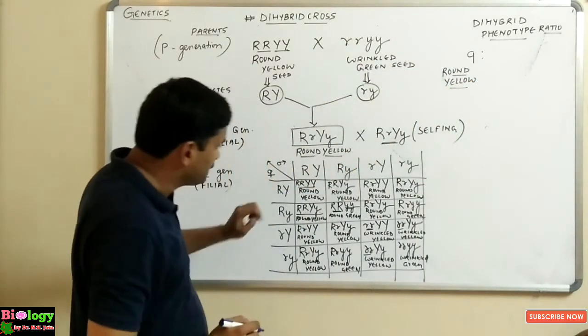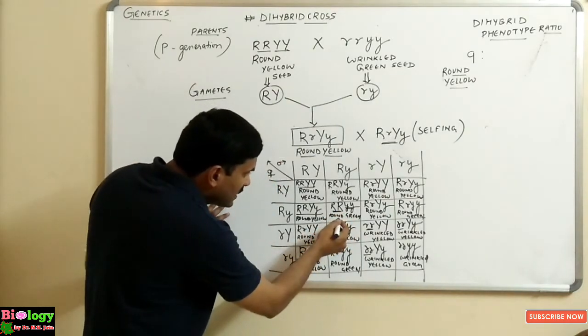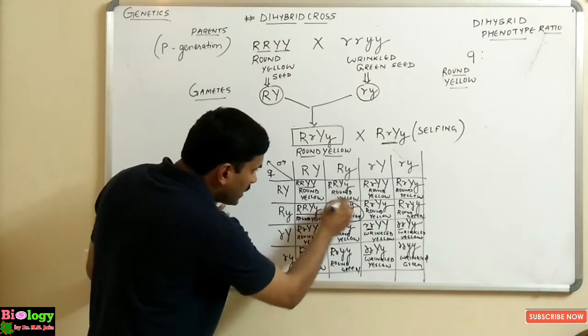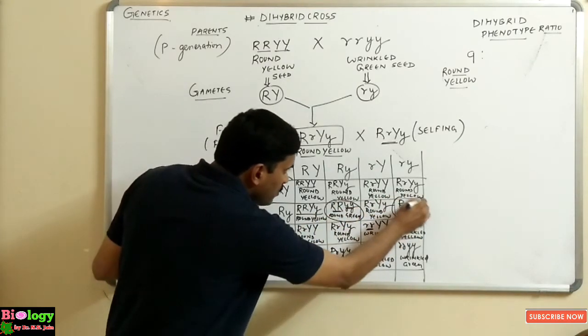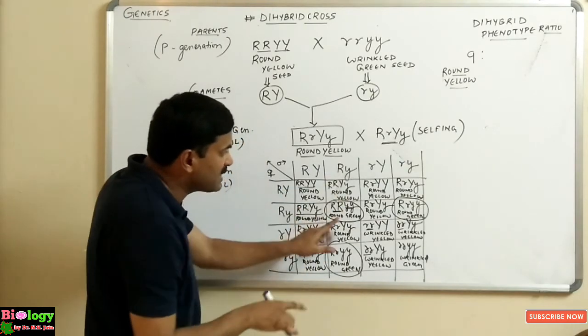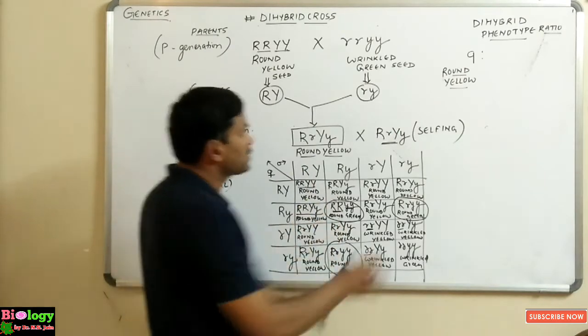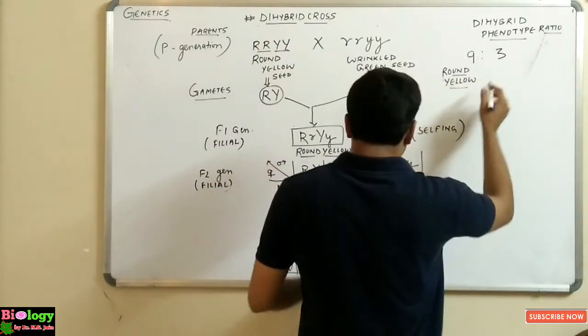Now see the other one. How many round greens are there? You can see here, this is one round green, this is one round green, this is another round green, and this is another round green. In the full checkerboard there are only 3 round green individuals. So this is 3 round green.